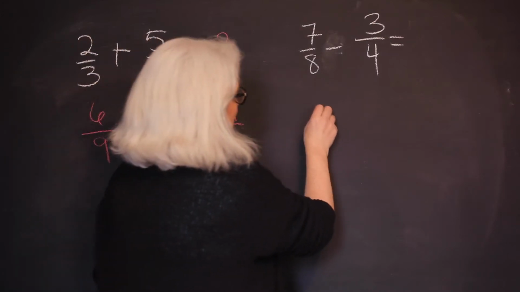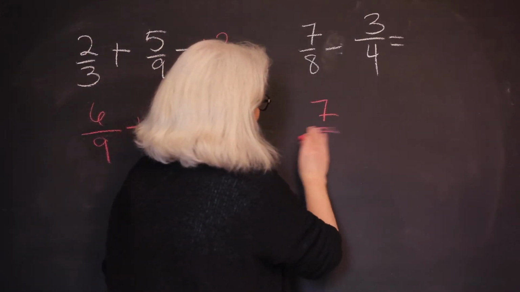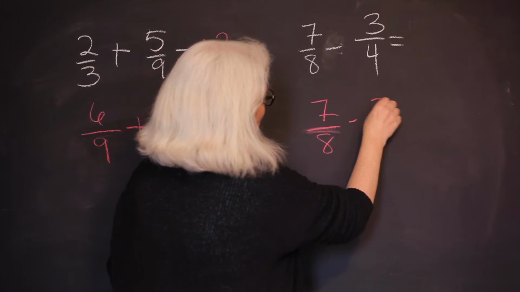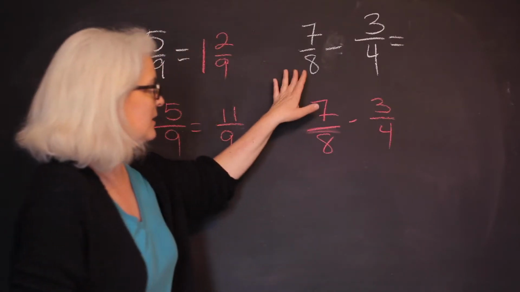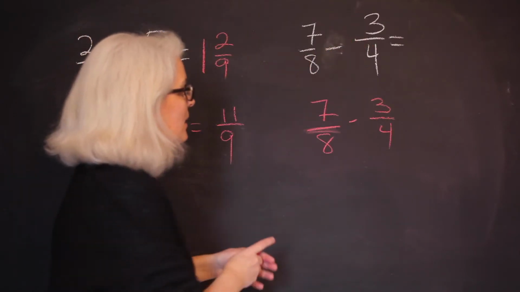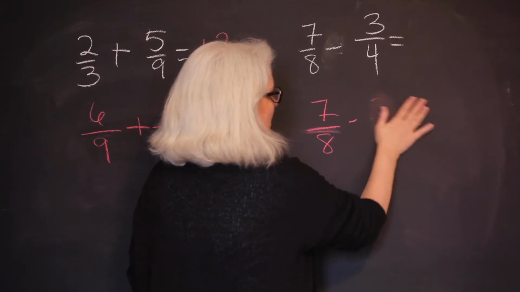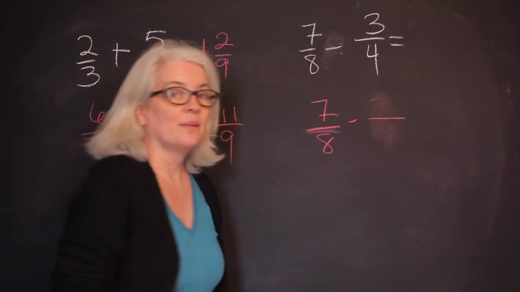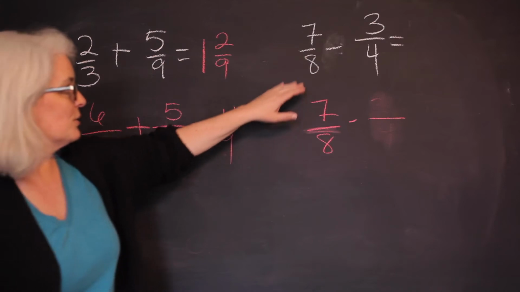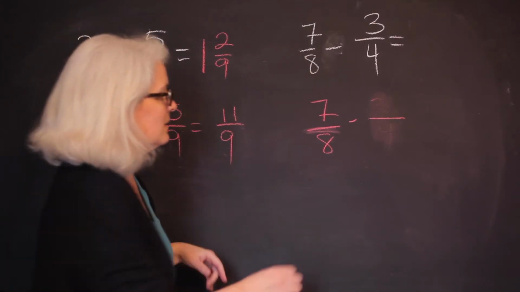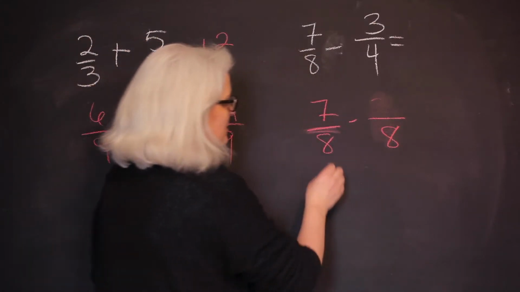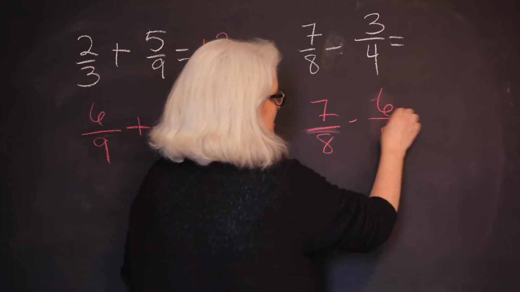The next problem asks me to subtract 3/4 from 7/8. So I have 7/8 minus 3/4. They need a common denominator. So because 4 times 2 is 8, I can write these denominators as 8. So 7/8 minus 6/8.